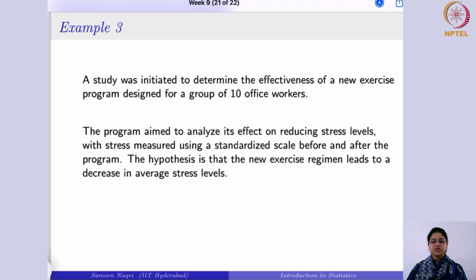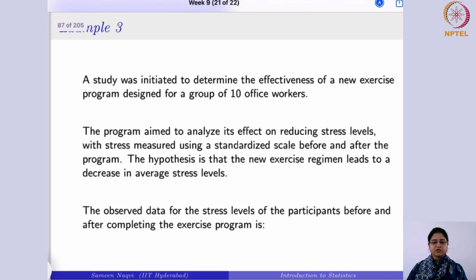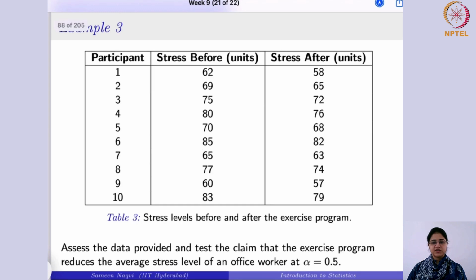So here you can see that one thing is that it is paired, right? Because you are looking at 10 office workers and you are observing certain values on them before you give them this new exercise program, before they initiate that program, and after that. So the observations would be dependent, and the observed data that you have obtained before and after completing the exercise is given to you for the 10 participants.